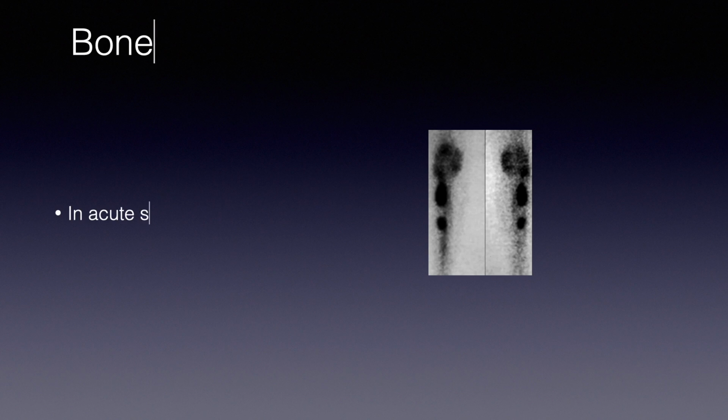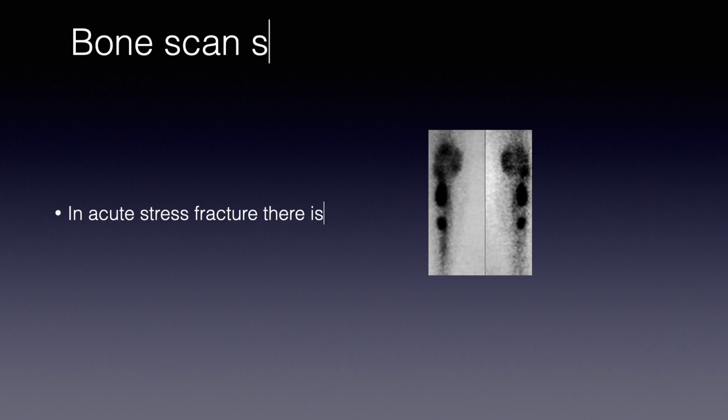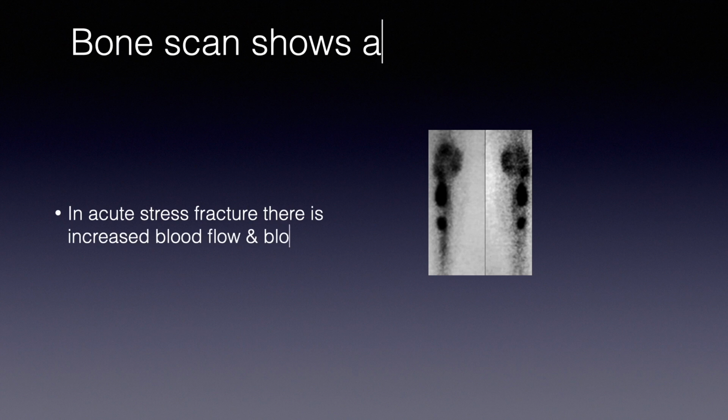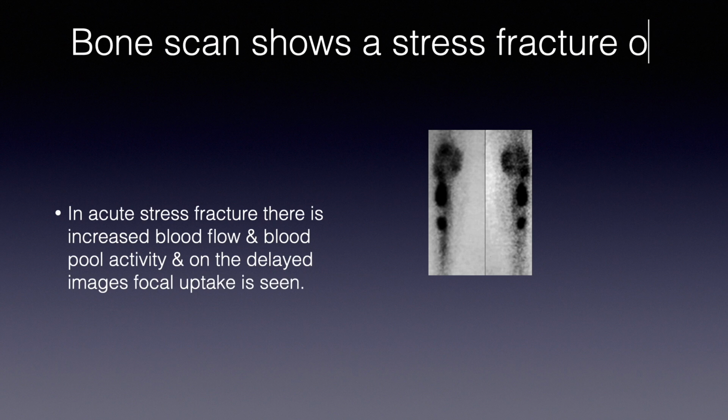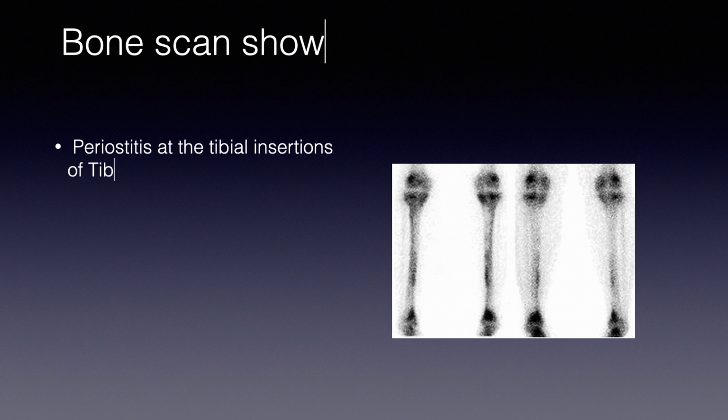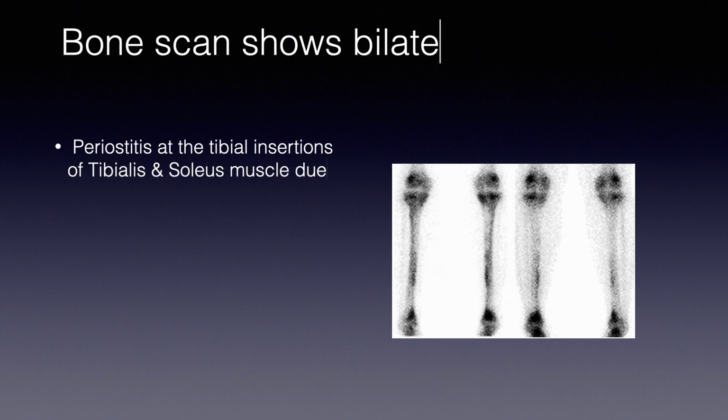Anterior and posterior images of the right tibia demonstrate an acute stress fracture. In acute stress fracture, there is increased blood flow and blood pool activity, and on delayed images, there is focal increased uptake. Anterior and posterior images of the bone scan demonstrate bilateral shin splints of the tibia.